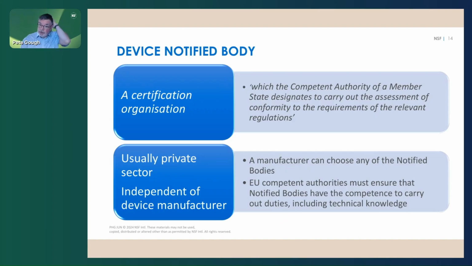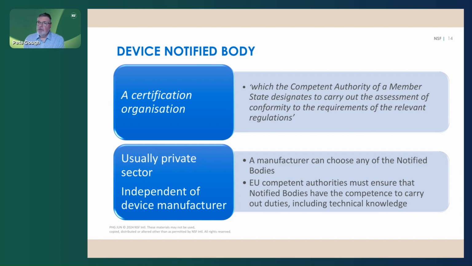So what does the notified body do? Well, the notified body actually is a certification organization. And what the law says is the competent authority of a member state designates it to carry out the assessment of conformity to the requirements of the relevant regulation. So they do all the work. If you like, the competent authority has subcontracted all of the responsibility to this notified body. These notified bodies are usually private sector companies, and they are independent of the device manufacturer. Obviously, that's important. But a manufacturer can choose any of the notified bodies, and there are several dozen of these across Europe.